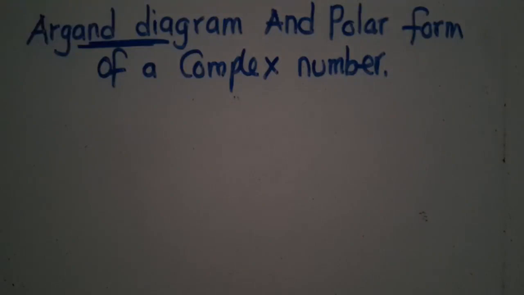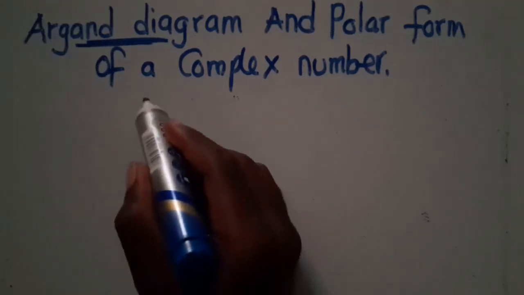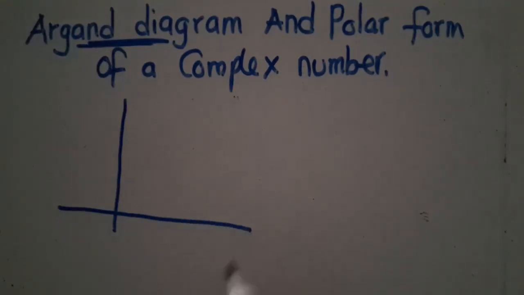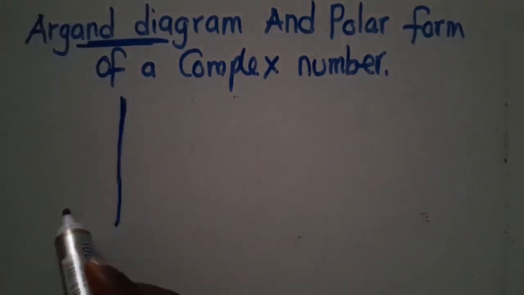What is an Argand diagram? An Argand diagram is a plane that helps us plot a complex number. It is like this. This is a plane that helps us plot a complex number. So when you have something like this, we've got a plane. Let's say I'm going to put a simple plane like this.